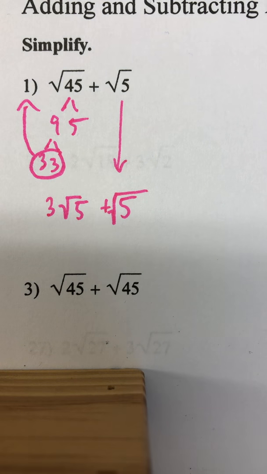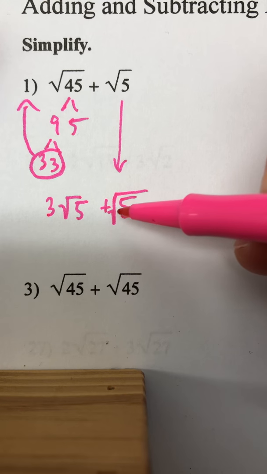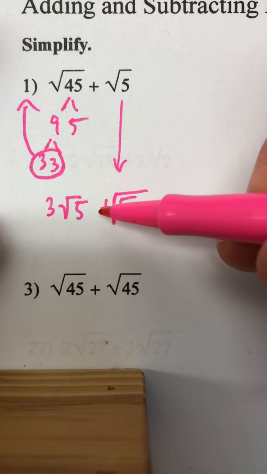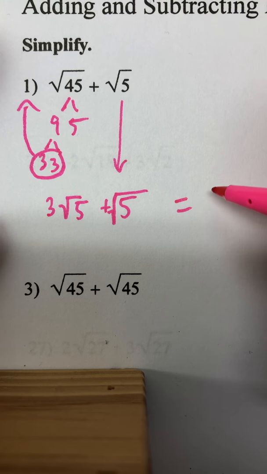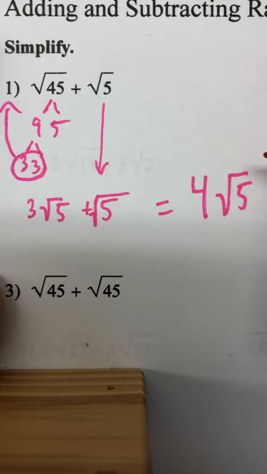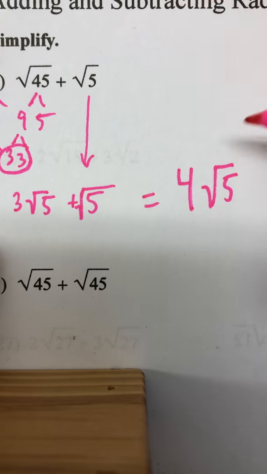So now what we need to do is add those together. And just like always, there's an invisible 1 out here. Even though we didn't write that 1, there has to be 1 on the outside. So it's actually 3 plus 1. So our answer to this one is 4 radical 5, because although there isn't anything out here, there's an invisible 1.